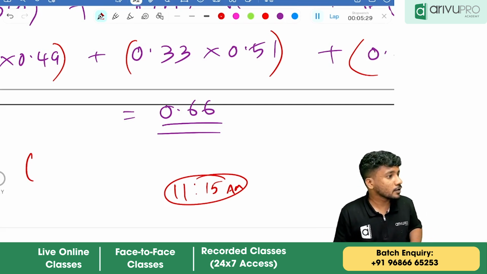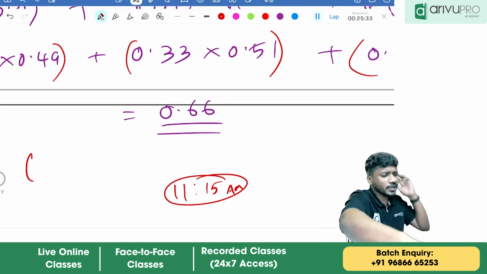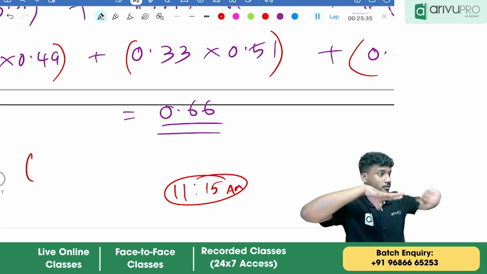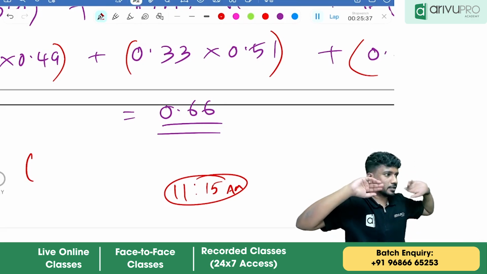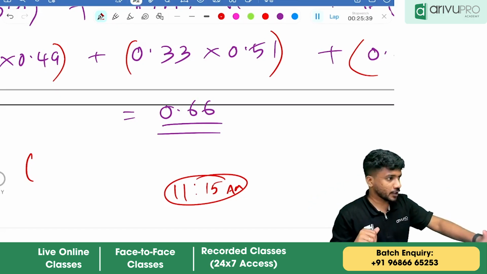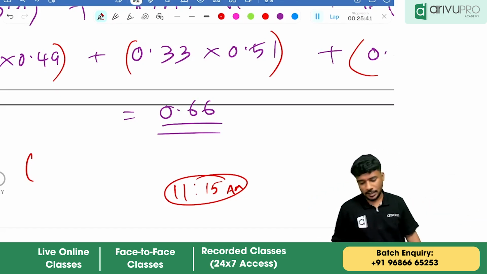Yesterday, I had two calculations; today there are calculations that actually require a calculator. That time I'll share the calculator with you. You try it and I'll solve it.